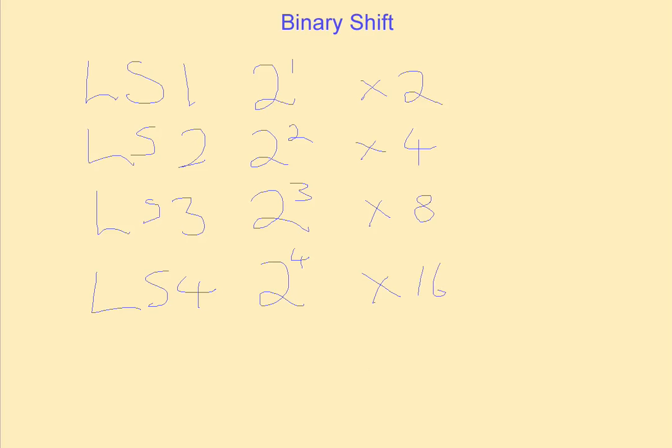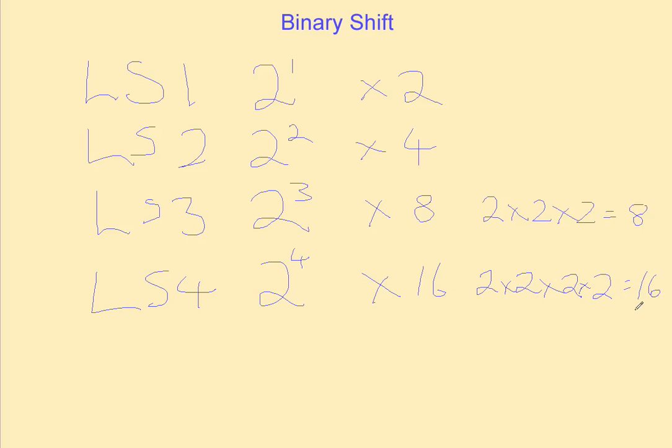Let's just double check our numbers here. Let's start with 2 to the power of 3. Well, 2 to the power of 3 is 2 times 2 times 2. And of course we know 2 times 2 times 2 is 8. Let's check our left shift of 4, which is 2 to the power of 4. Well, that's 2 times 2 times 2 times 2. So 2 times 2 is 4, times 2 is 8, times 2 is 16.